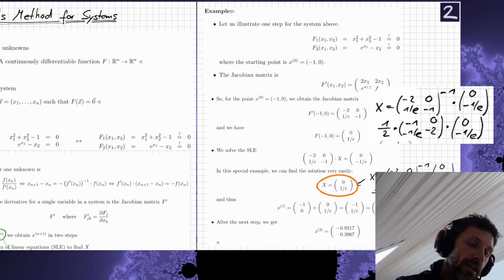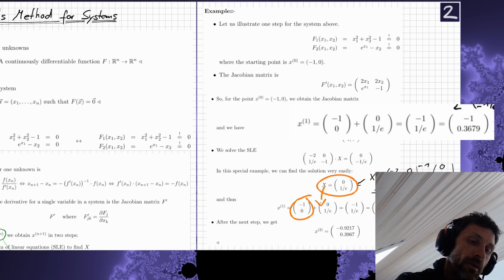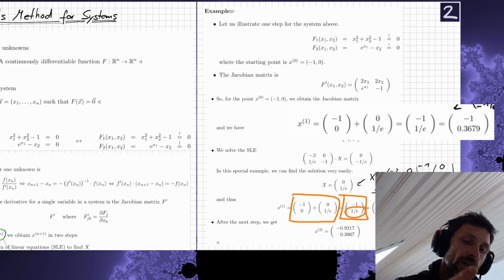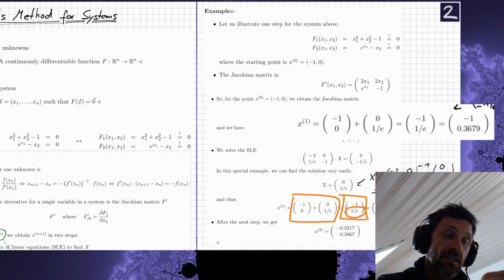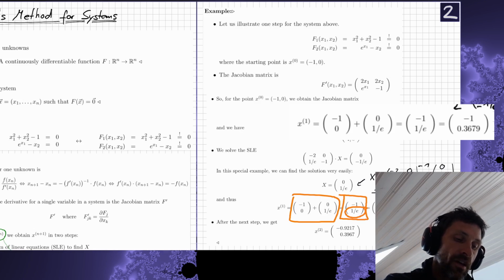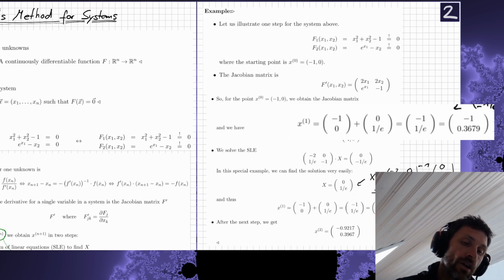And then update x0 by this x by adding them, and adding them you get that -1, and 1 divided by e is more or less 0.3679. This is our new point, our updated point.